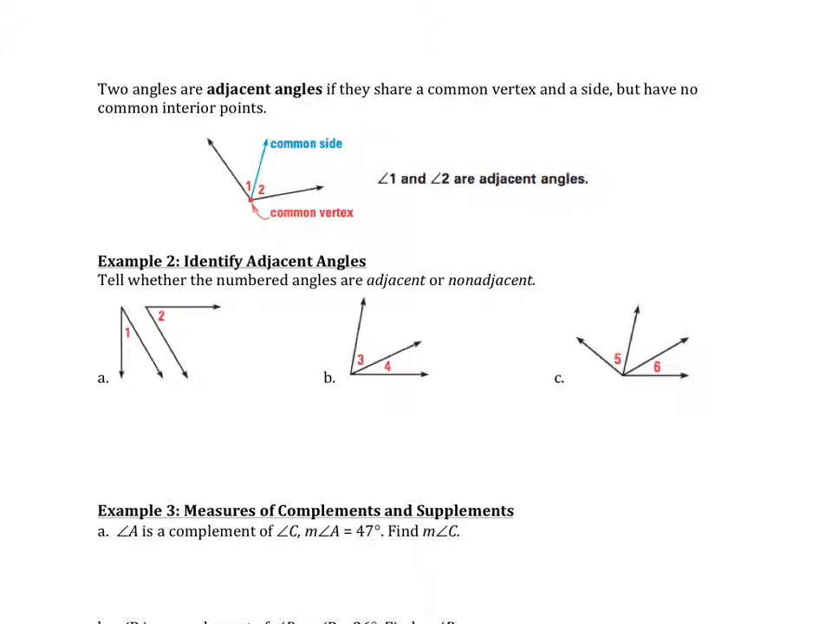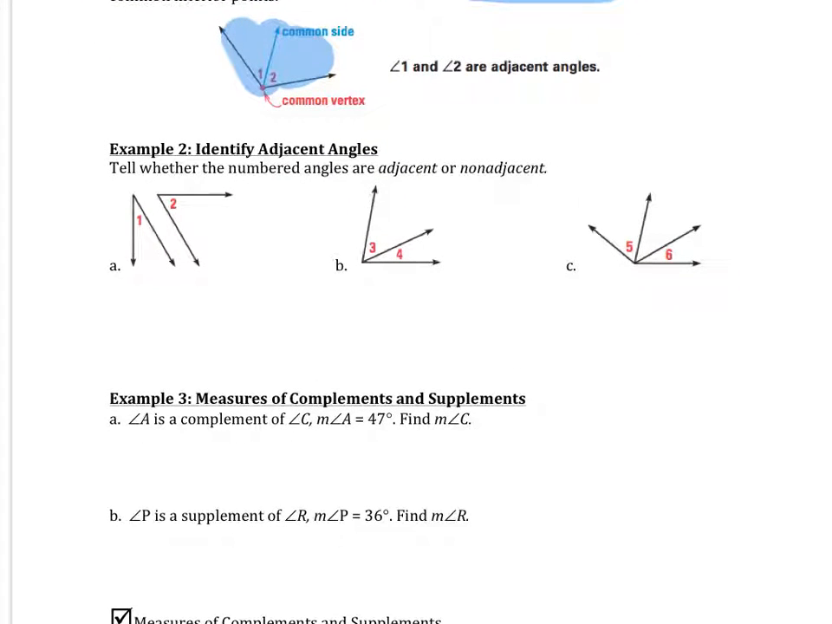So now we're going to identify another vocabulary word. The vocabulary word this time is adjacent. Once again, two angles are adjacent if they share a common vertex and a side and have nothing on the inside common. And I'll show you what that looks like if they do. So, angle 1 and angle 2 are adjacent. They share that common side and they have a common vertex.